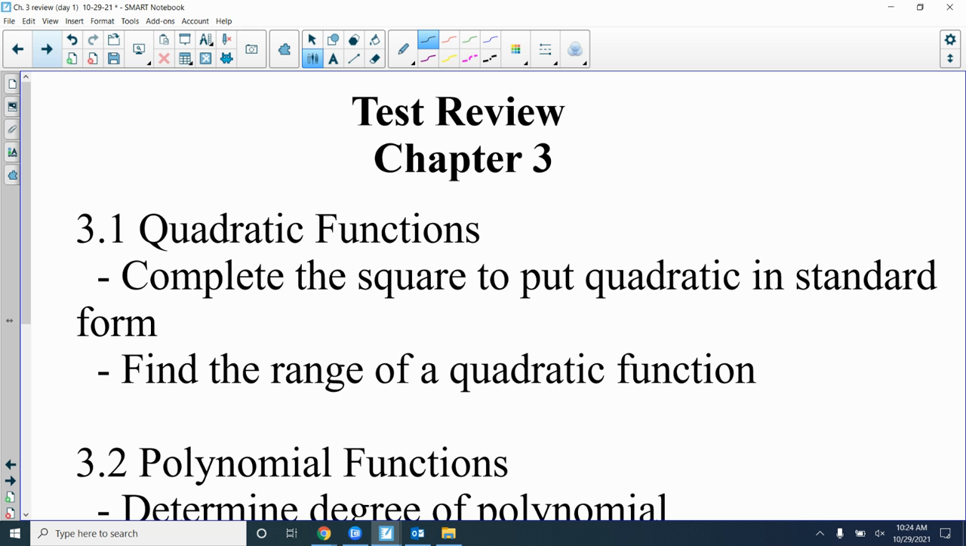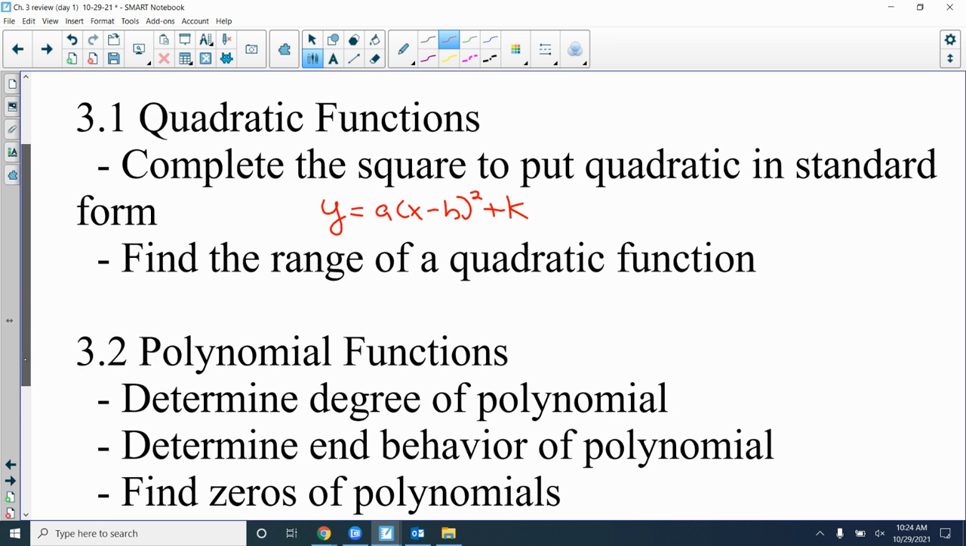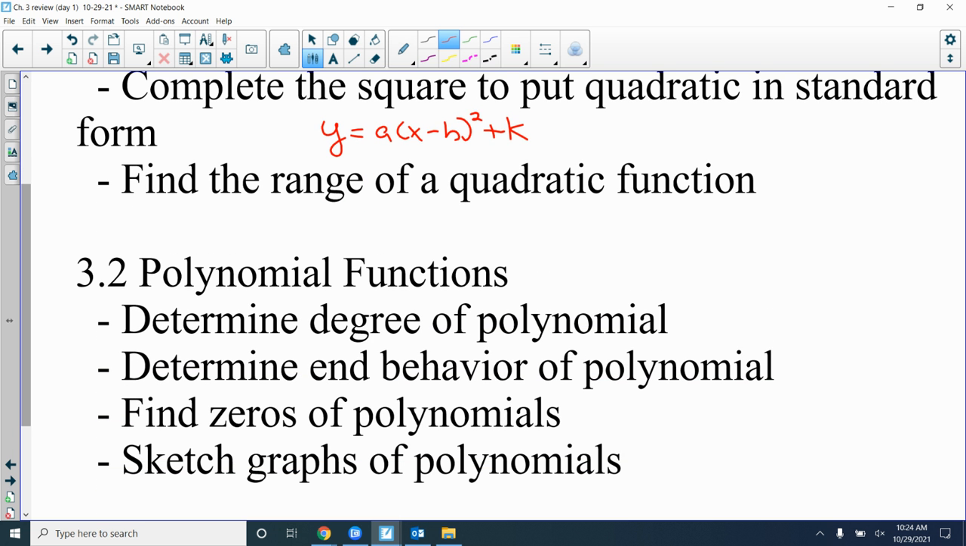All right, quick test review. You got your quadratic functions. You got to complete the square to put a quadratic in standard form. I bet half of you are like, I don't even remember what the standard form is, because it's been a while since we did section 3.1. Remember that is y equals a times x minus h quantity squared plus k, sometimes called vertex form. Find the range of a quadratic. Get your polynomial functions, degree, and behavior, which we've been doing over the course, not just in 3.2, but in all of this in graphing.